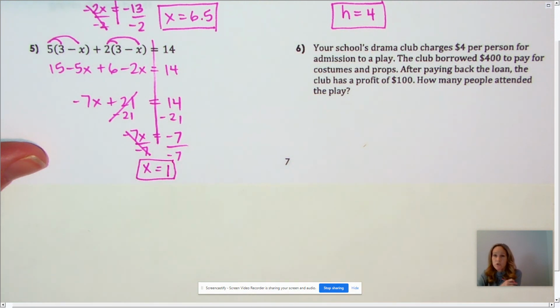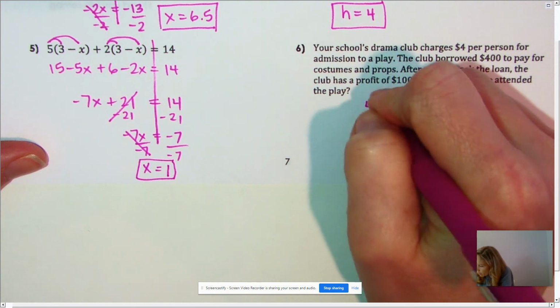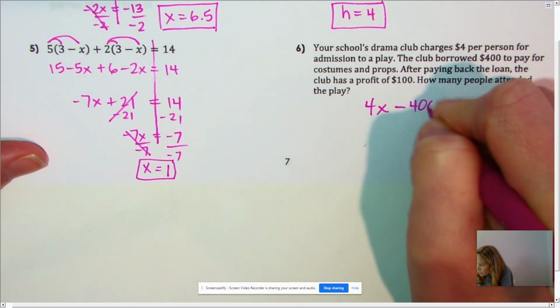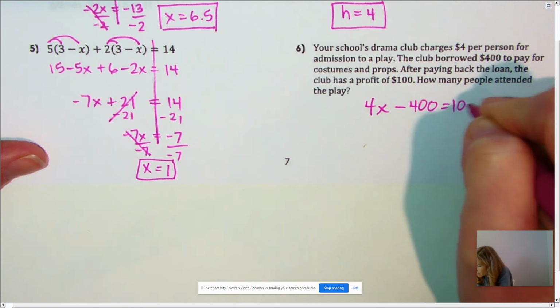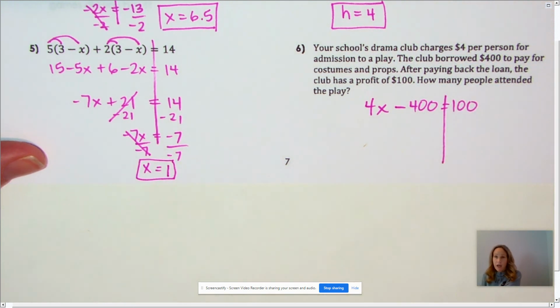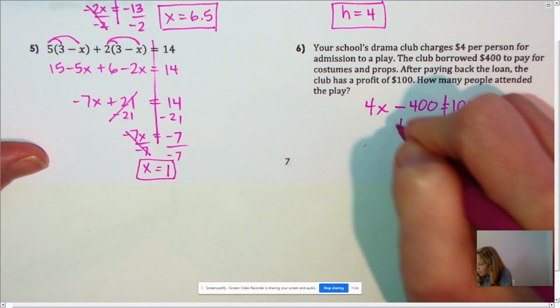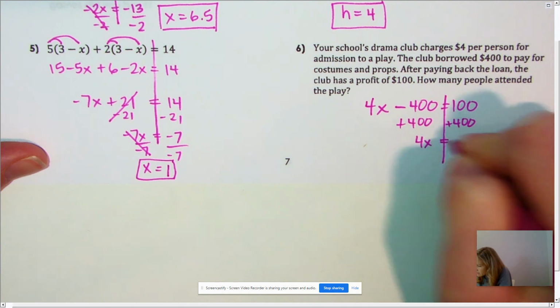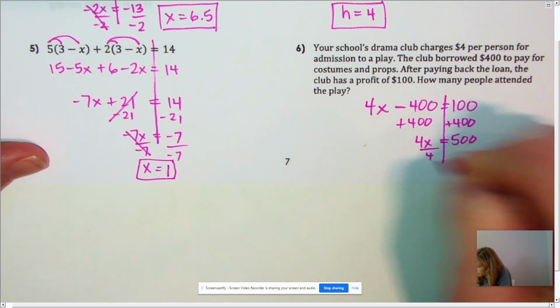Question number 6, your school's drama club charges $4 per person for admission to a play. The club borrowed $400 to pay for costumes and props. After paying back the loan, the club has a profit of $100. How many people attended? Well, they got $4 per person. They had to pay back their loan of $400, and they were still ahead by $100. So now we need to figure out how many people went to the play. Well, add the 400 on both sides. So we have 4x is equal to 500, divide by 4.